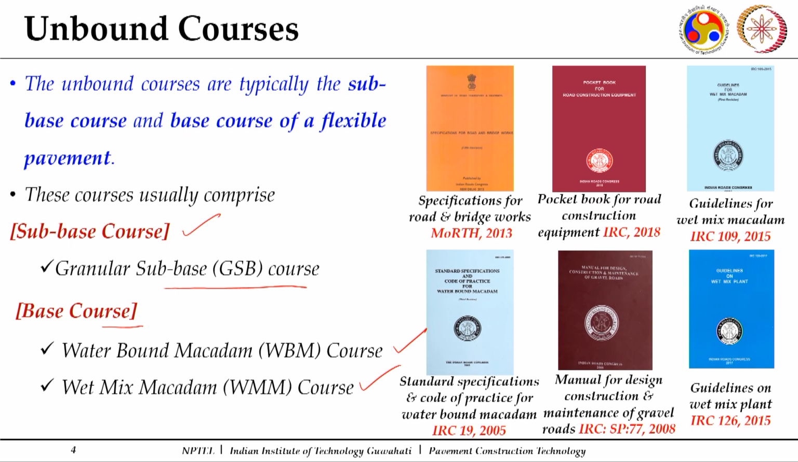Now, for this discussion, I will be referring to the Specifications for Road and Bridge Works MoRTH 2013, Pocket Book for Road Construction Equipment IRC 2018, Guidelines for Wet Mix Macadam IRC 109 2015, Standard Specifications and Code of Practice for Waterbound Macadam IRC 19 2005, Manual for Design and Construction and Maintenance of Gravel Roads IRC SP 77 2008, then Guidelines for Wet Mix Plant IRC 26 2015. Many other codes will also be simultaneously referred. These are some of them which are listed here.